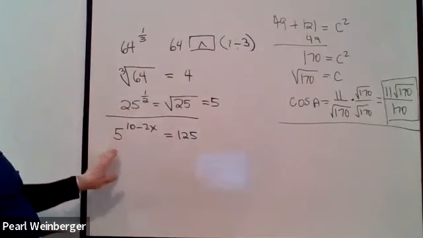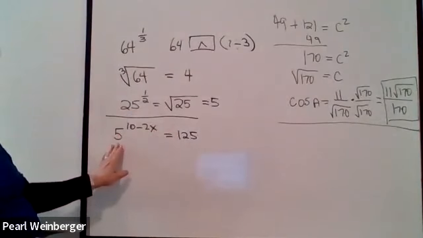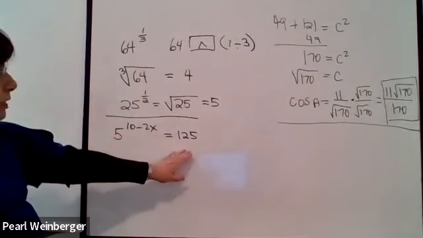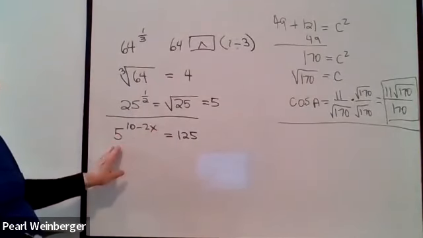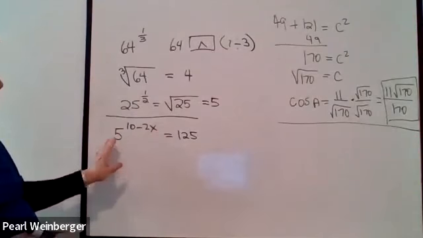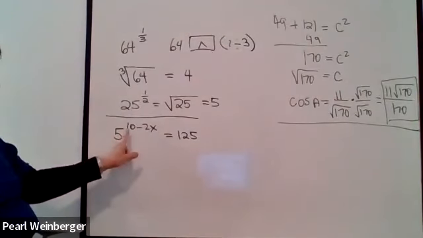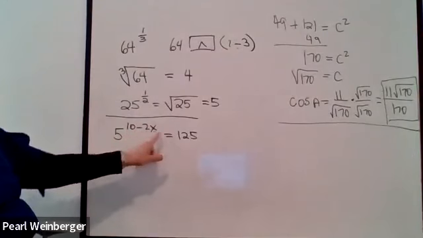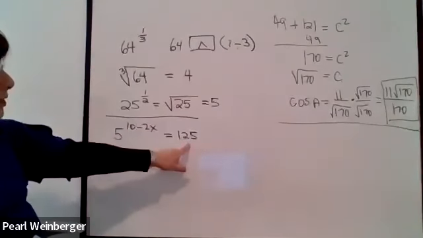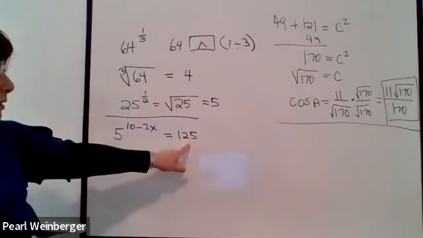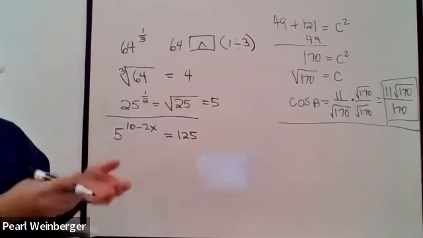And what we would like to do is try and get both sides of the equation expressed in terms of the same base. The base being used on this side is 5. This is 5 to the 10 minus 2x. We're going to try and get this side expressed in terms of base 5 as well. So how do I do that?